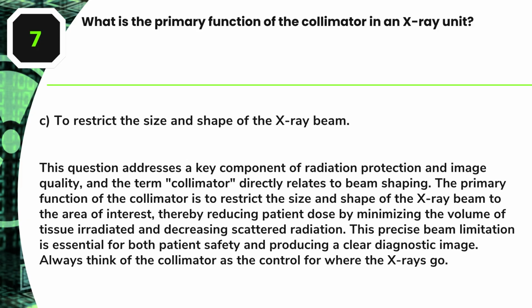Answer C. To restrict the size and shape of the X-ray beam. This question addresses a key component of radiation protection and image quality, and the term collimator directly relates to beam shaping. The primary function of the collimator is to restrict the size and shape of the X-ray beam to the area of interest, thereby reducing patient dose by minimizing the volume of tissue irradiated and decreasing scattered radiation. This precise beam limitation is essential for both patient safety and producing a clear diagnostic image. Always think of the collimator as the control for where the X-rays go.